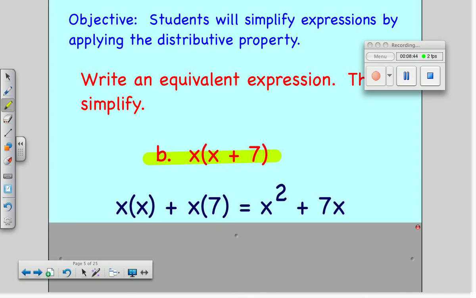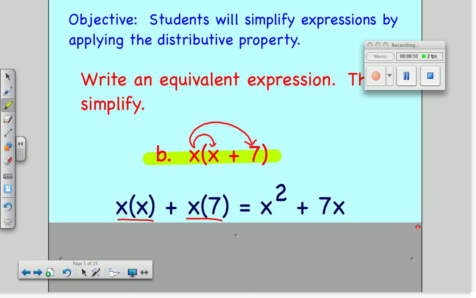So we distribute the x to the x, x times x here. We distribute the x to the 7, x times 7 here. So what is x times x? That's what you did in lesson 1.3. You did powers. So x times x is x to the second power, or x squared. And x times 7 is 7x.